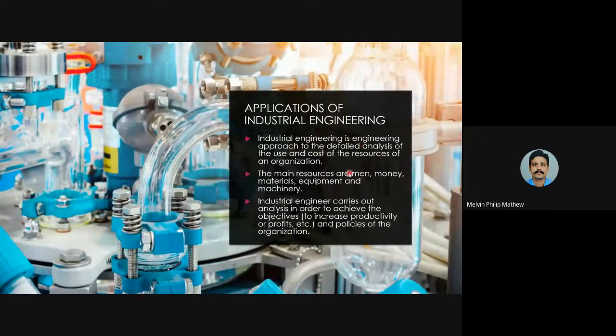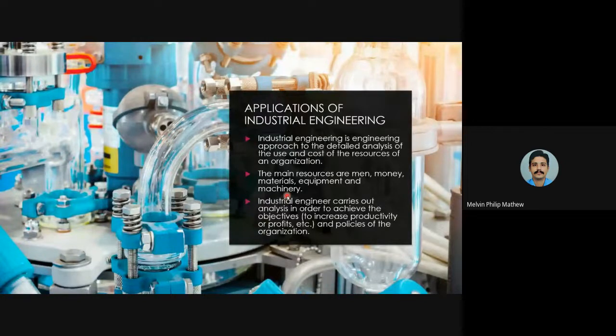So we are looking at how many workers are required, how much money has to be spent, both on the workers and the materials. Then comes the equipment and machinery, the basic tools that are required, and if tools are not sufficient, then we have to go for machinery to produce the product. So these all come under industrial engineering.